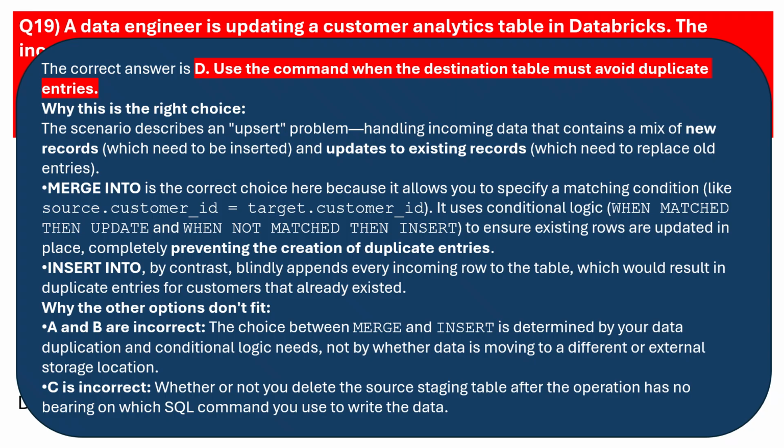Insert into, by contrast, blindly appends every incoming row to the table, which will result in duplicate entries for customers that already existed. Why the other options don't fit? A and B are incorrect. The choice between merge and insert is determined by your data duplication and conditional logic needs, not by whether data is moving to a different or external storage location. C is incorrect. Whether or not you delete the source staging table after the operation has no bearing on which SQL command you use to write the data.